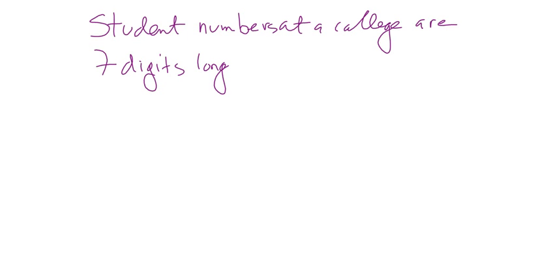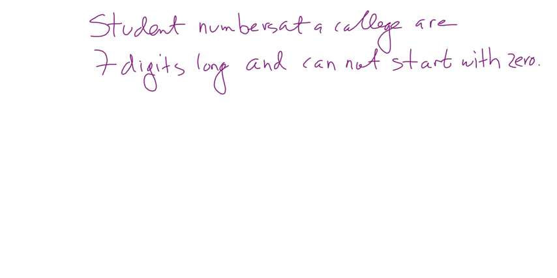So student number is 7 digits long and cannot start with a 0. They're not going to start with a 0. Usually there is some logic to how they start. Like your ID numbers, your ID number says something about you. So somebody give me an ID number and I will tell you what it means.